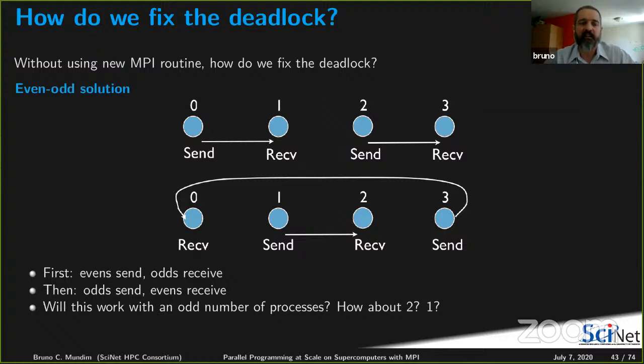One way of breaking this deadlock is by splitting who is sending and who is receiving the message. For example, we could do an even-odd solution where the evens will send while the odds are receiving. And then in the next step, the odds are going to be sending and the evens are going to be receiving. This is one way of breaking the deadlock, and I'm going to show you in a moment. I'll let you work this example with an odd number of processes and answer these questions here. We can come back to them later on.